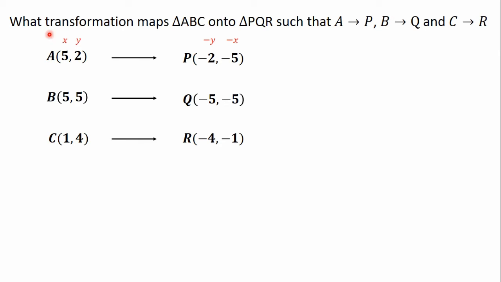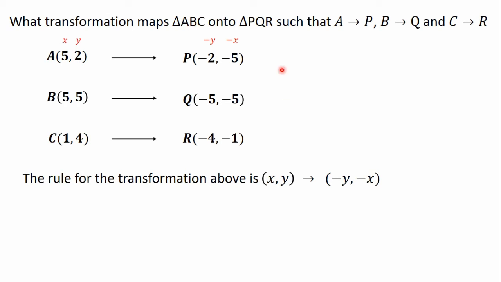So we can say that the rule for the transformation that maps triangle ABC onto triangle PQR is (x, y) maps to (-y, -x). Now that we know the rule, we can find the transformation that has this rule. In the videos on reflection of a point in the xy plane, we learned that when a point is reflected in the line y is equal to -x, or the line x plus y is equal to 0, the rule of the transformation is (x, y) maps to (-y, -x).